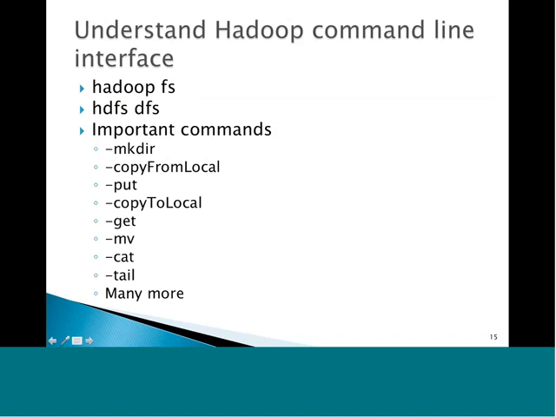and cat is to write the file to standard out. So you can give hadoop fs -cat and the file name. You will get whatever is in the file on standard out. tail is just to view the last few lines. Let me demonstrate tail.